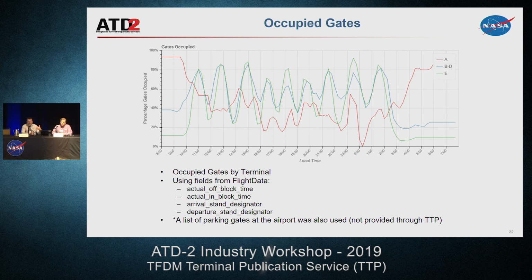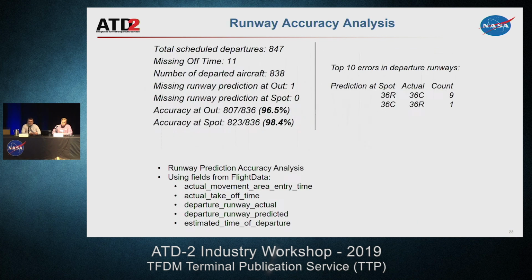We have this master list of gates, and we're looking at who's using the A gates, then the B through D and the E gates, and looking at the occupancy using times out of the TTP feed to figure out who was using what at what time. Even just having the gate, which is called a stand in TTP, is information that you would typically have to go to a third-party service to get right now. It's not actually in one of the SWIM feeds.